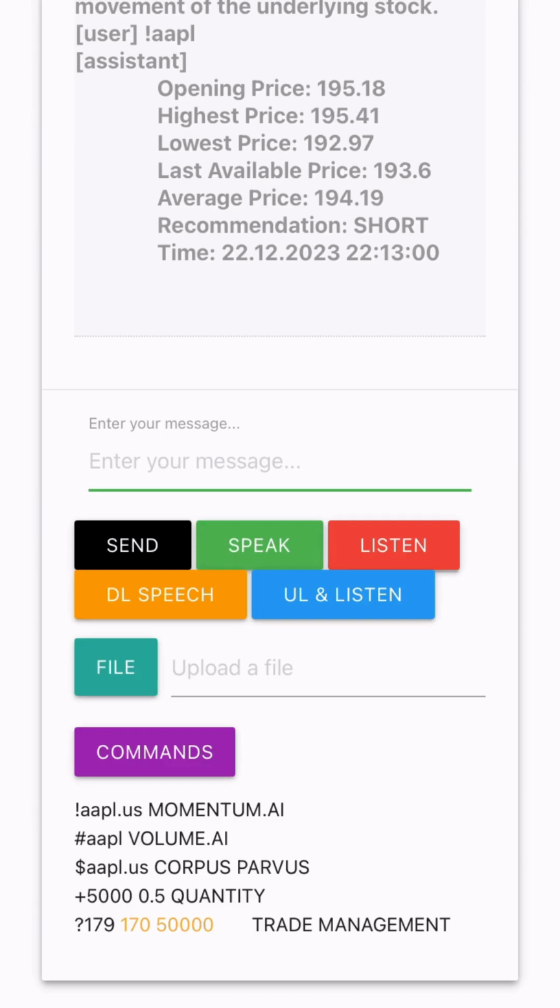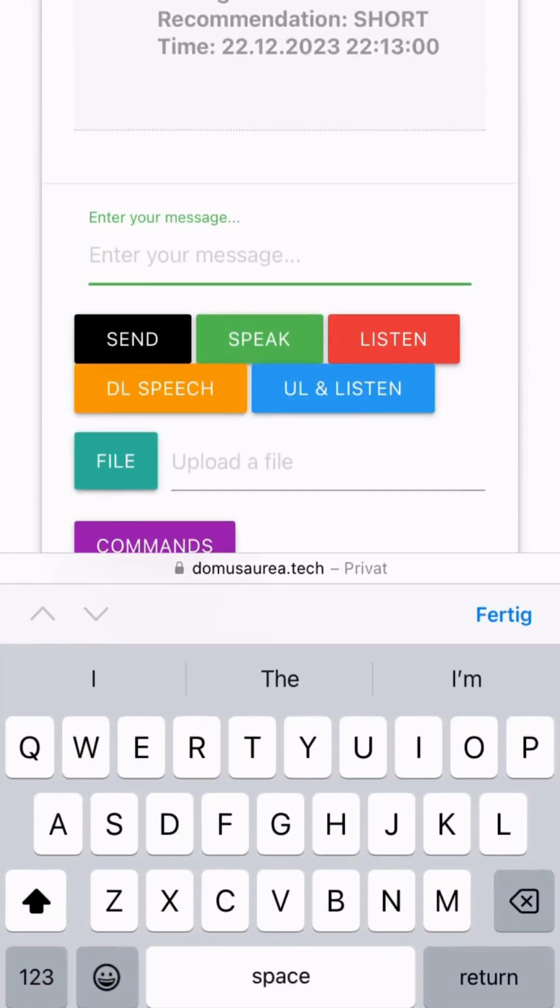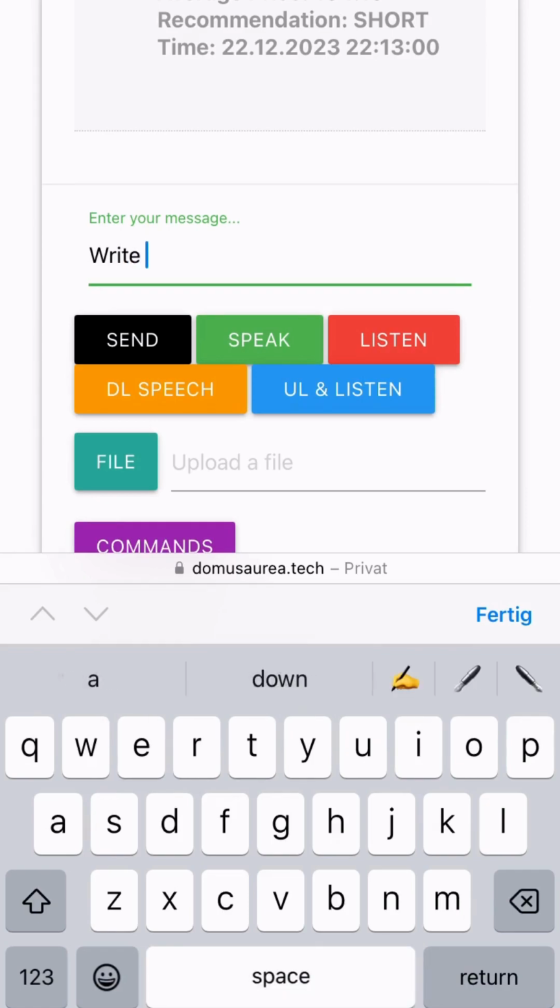Opening price, 195.8, highest price, 195.41, lowest price, 192.97, last available price, 193.6, average price, 194.1. Recommendation, short time, 22.20, 22.33.